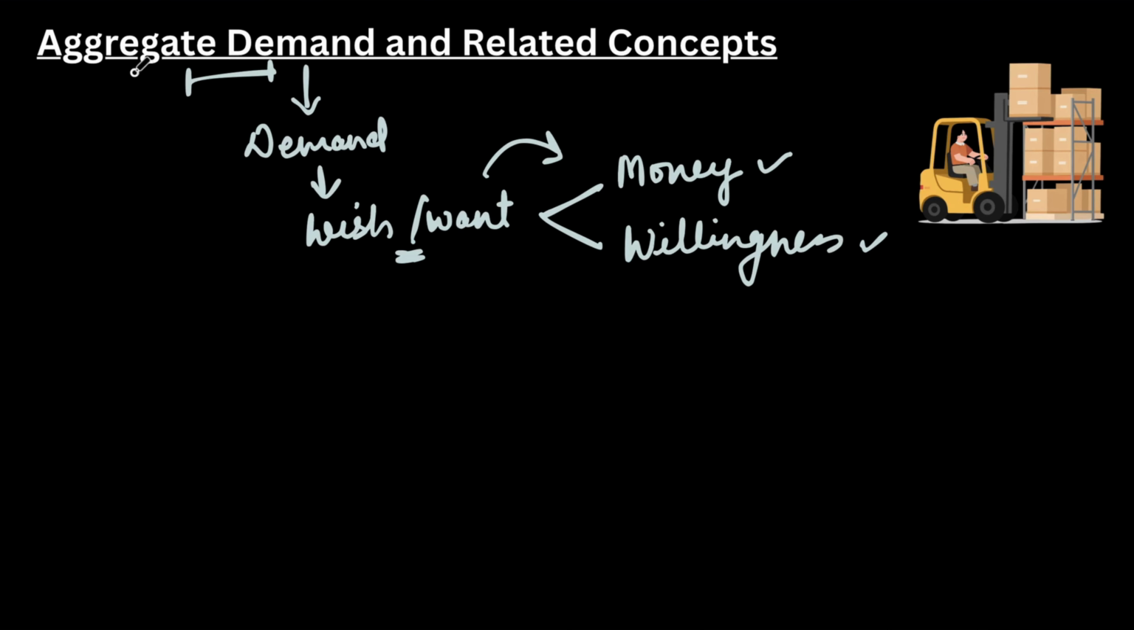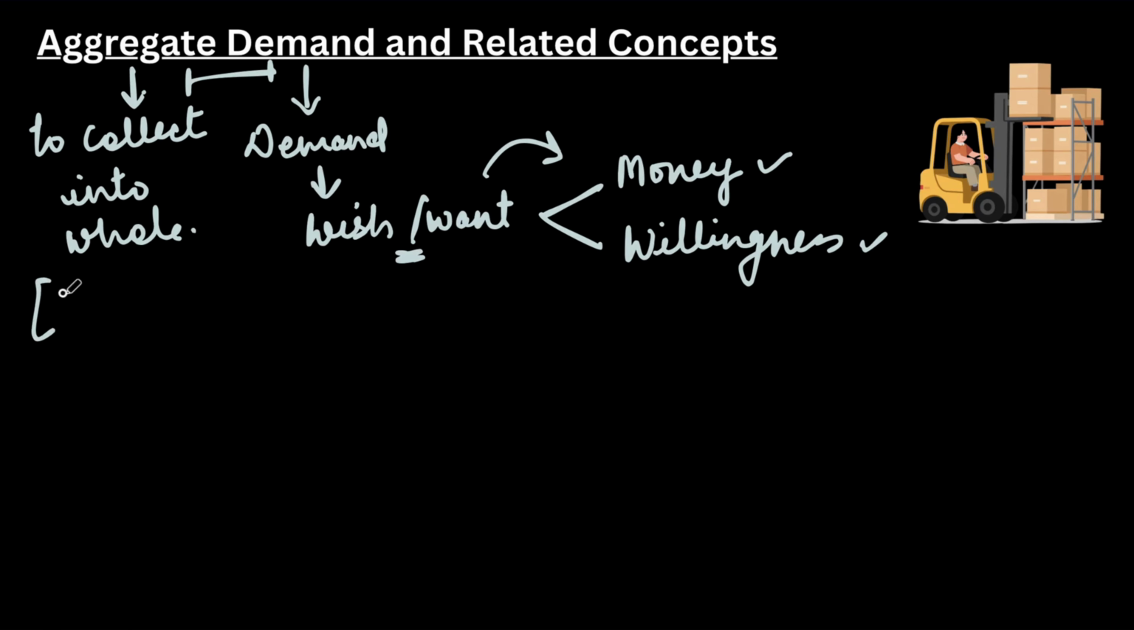Okay, now coming to the second word, which is aggregate. Aggregate refers to collect into whole. Whenever you total it up, anything which is collected as one whole big thing is called aggregate, and that is why this word aggregate belongs to macroeconomics, and that is why we study this topic in macroeconomics.